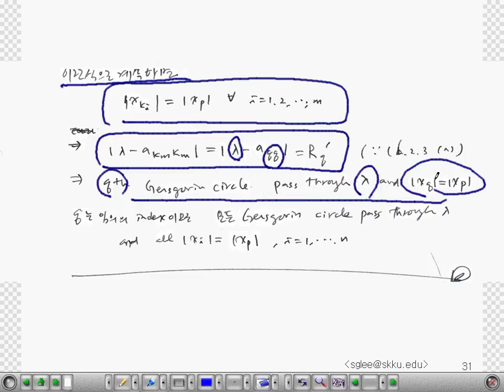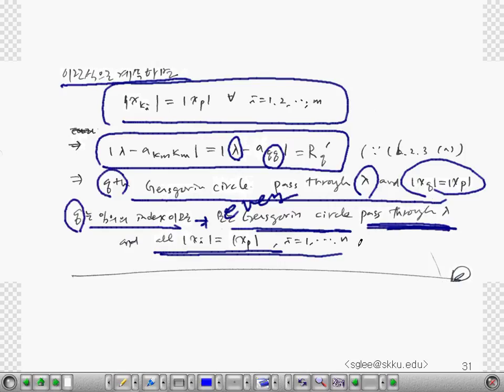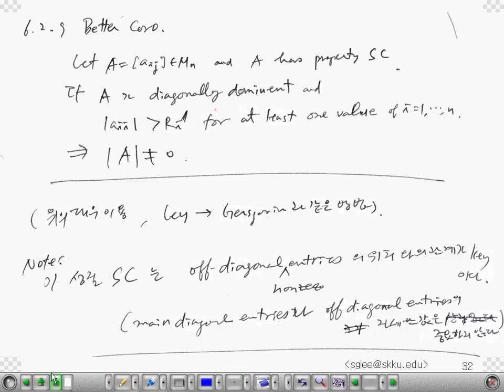But as you see, this Q was arbitrarily chosen. That's the index which was chosen arbitrarily. So what this means is every Cauchy-Green circle passes through lambda, and all the absolute values of x_i's are same. That gives us the theorem. Okay? So every Cauchy-Green circle passes through lambda. That can be obtained in that way.